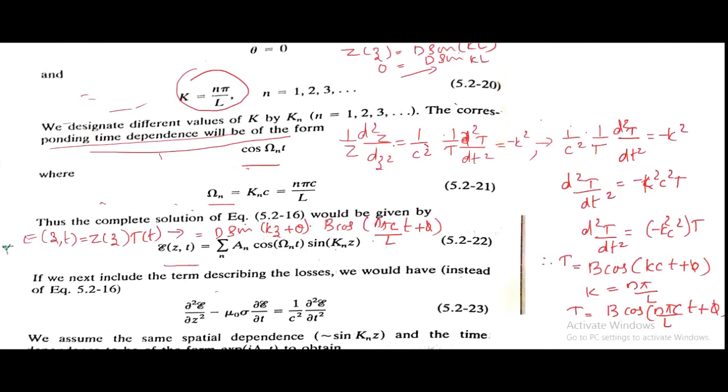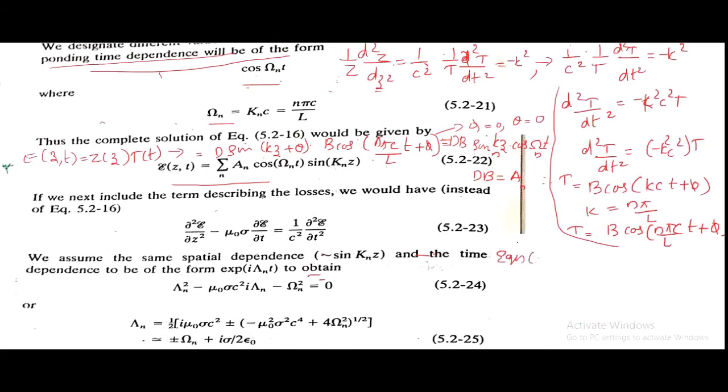Thus we can write E_z(t) equals sigma over n of a_n(t) cos omega_n t. Let dB equals a_n. Here we have taken phi equals 0 and theta equals 0, and let dB equals a. So we can write E_0(t) equals sigma over n of a_n cos omega t sin k_n z.